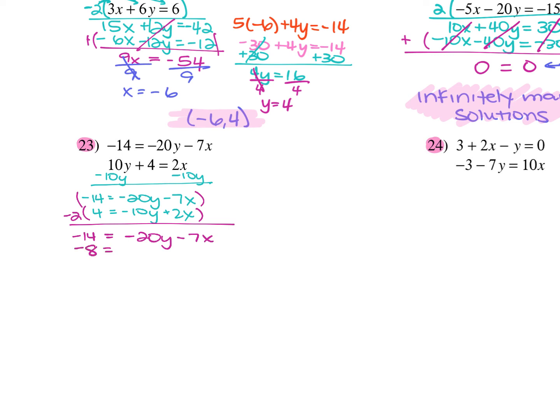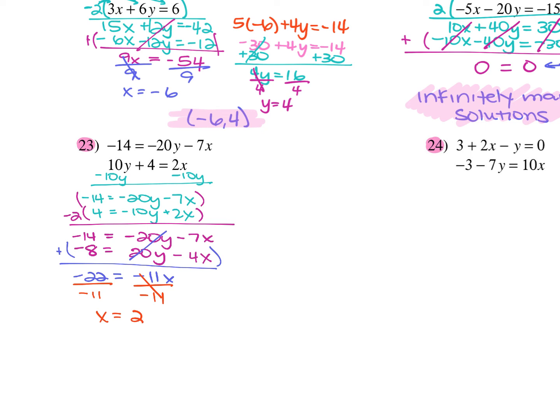The negative 2 times negative 10y is positive 20y, and negative 2 times 2x is negative 4x. Now, from here, you can add these. The negative 14 minus 8 gives us negative 22 is equal to, your y's cancel, negative 7x minus 4x, negative 11x. So divide each side by that negative 11, and you get that x is equal to 2.